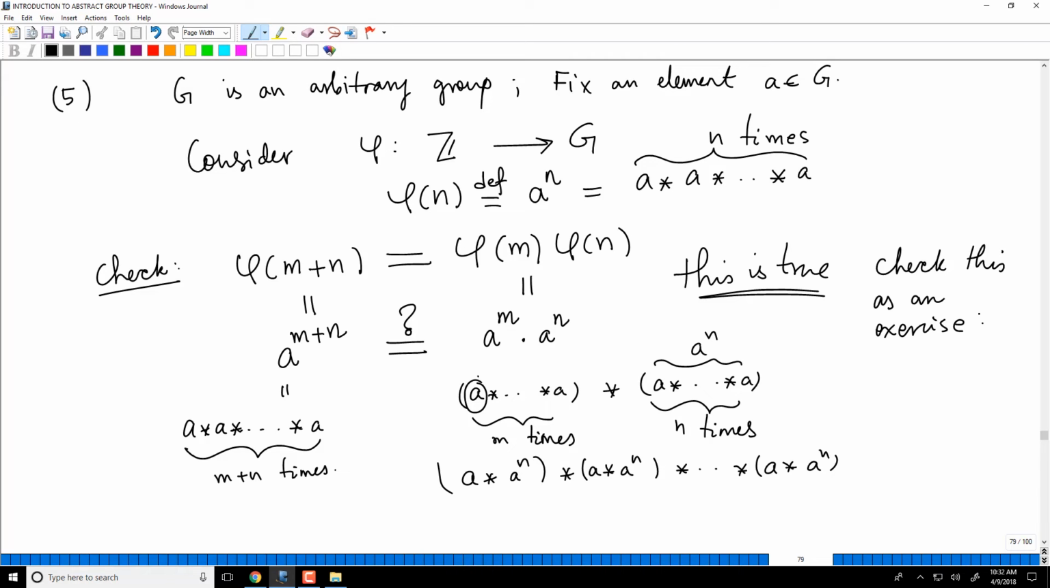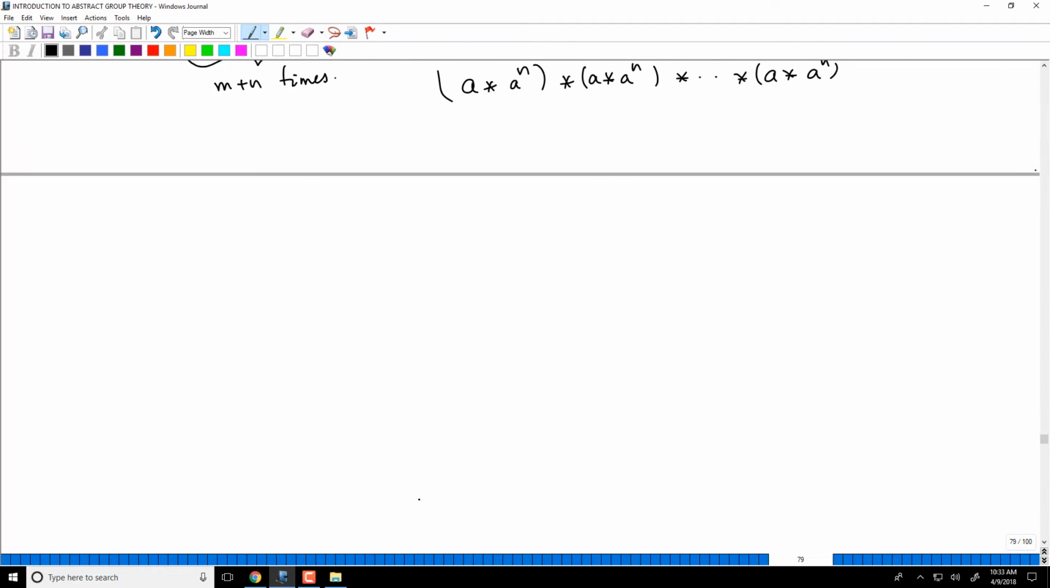I remarked on this earlier. When I use the exponential notation, I can use the usual properties of exponents that you have studied about real numbers and integers and rational numbers. So this will go through. So this is a group homomorphism. Let us do one more example, and then we'll study some properties.